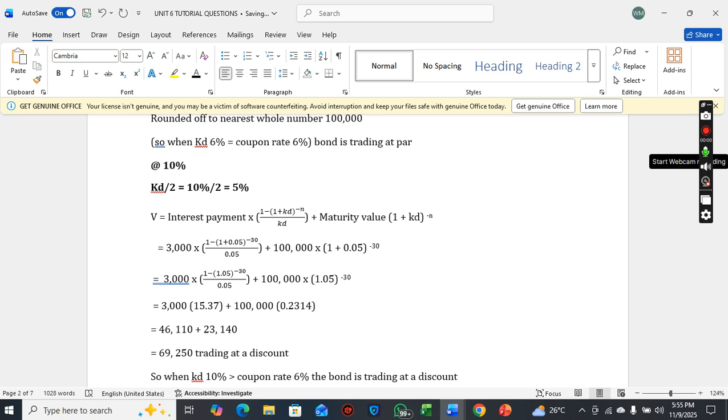So here you pay less for the bond, and when it matures, you're getting 100,000. So here you pay 69,000. When it matures, you get paid 100,000. When it was trading at par, you pay 100,000. When it matures, you get 100,000. When it was trading at a premium, you pay 112,000. And when it matures, you get 100,000. Any questions, colleagues?